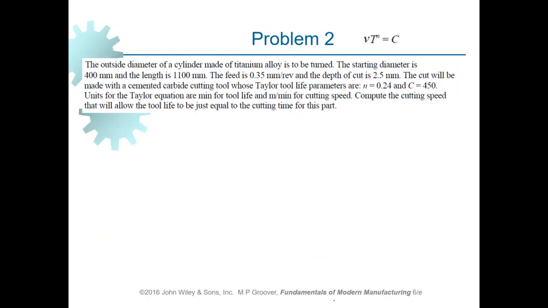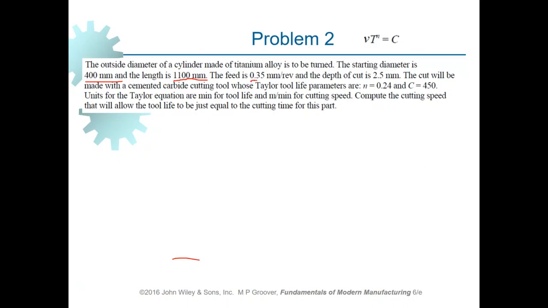This problem is telling us that the outside diameter of a cylinder made of a titanium alloy is to be turned. So there is a cylindrical workpiece material. The material is titanium alloy, and we are going to perform a turning operation on the outside diameter. The starting diameter is 400 mm, and the length is also given, 1100 millimeters. So we've got the dimensions of the cylinder.